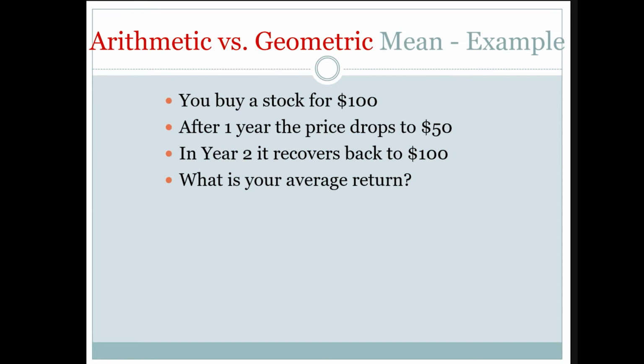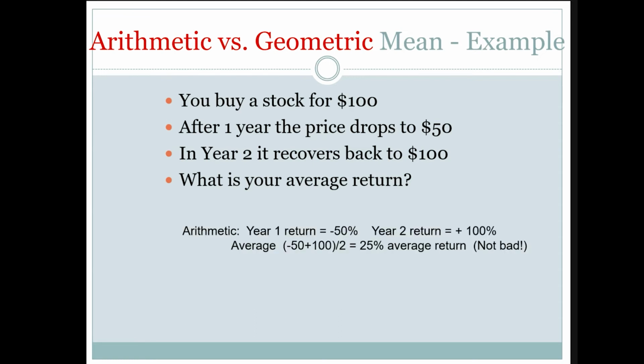We buy a stock for $100. The next year, the price falls to 50. The following year, it recovers back to exactly where it was. Right? The question is, in this scenario, what is our average return? Okay, so in our standard arithmetic average, this is our simple average, our year one return is minus 50%. We lose half our money. Our year two return is plus 100% because we double our money to get back to where we started.